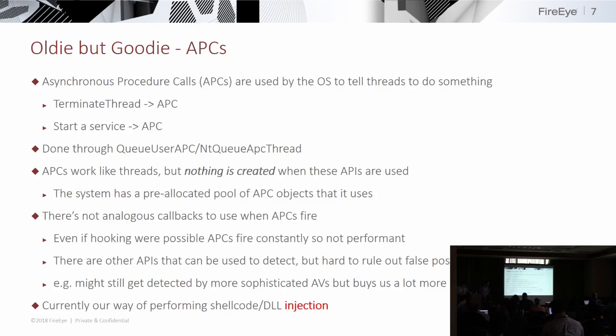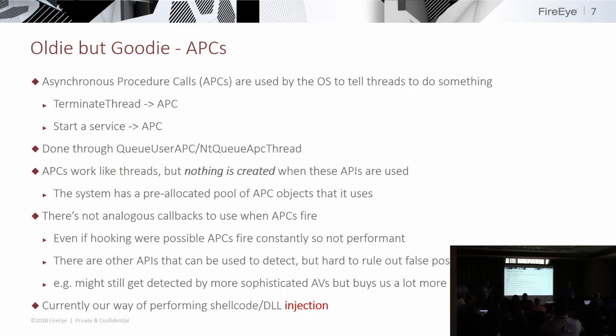Next slide, please. So this is why we love asynchronous procedure calls. This is built into the operating system. And what it does is it tells threads to do something. A great example is going to be things like starting a service or terminating a thread. Asynchronous procedure calls are otherwise known as APCs.